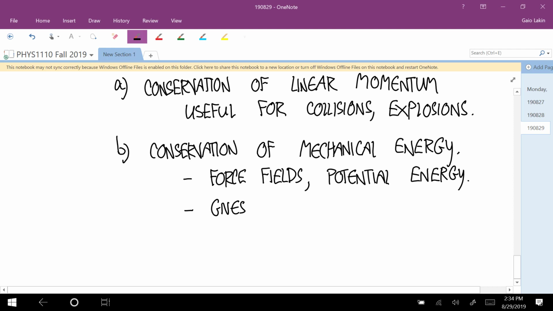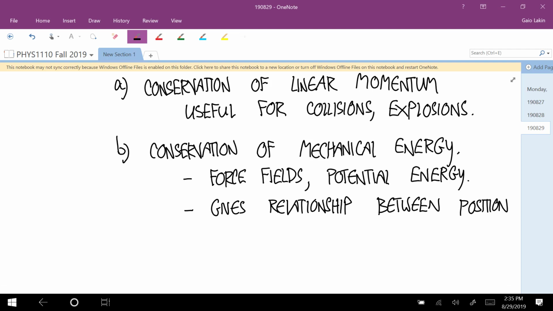So what this gives is a relationship between position and speed. If you're trying to find something other than position and speed, then probably you're going to want to go a different direction with that kind of problem.